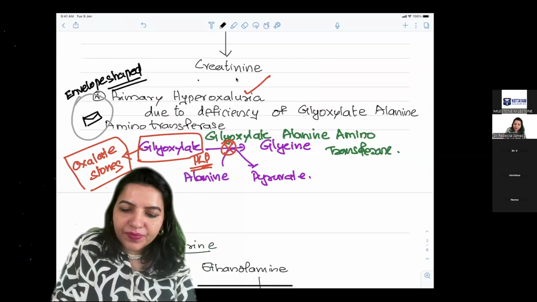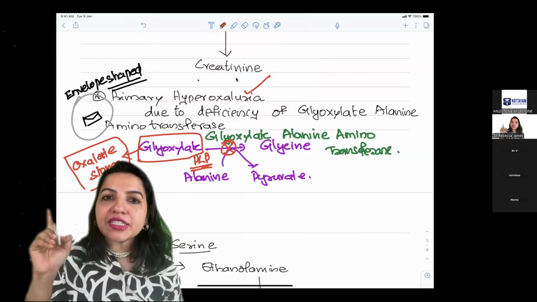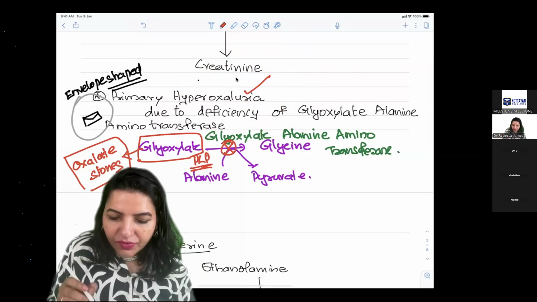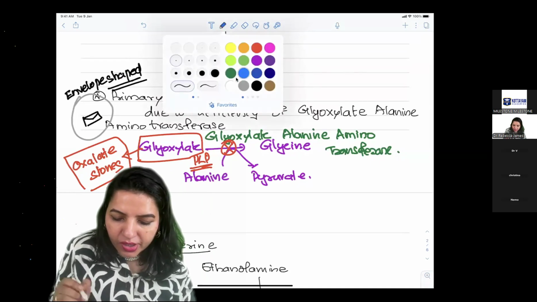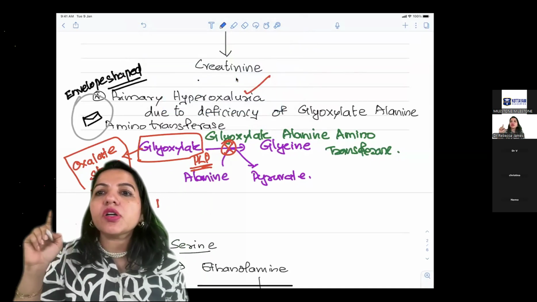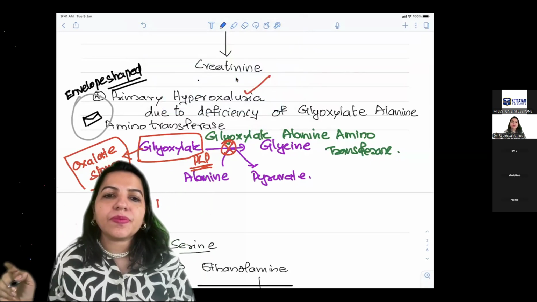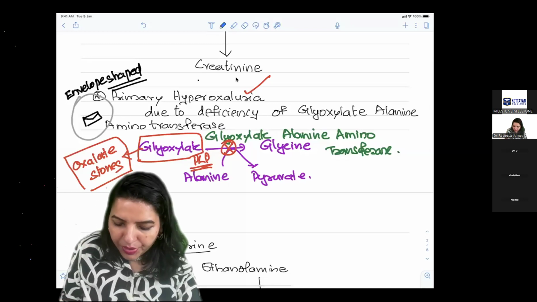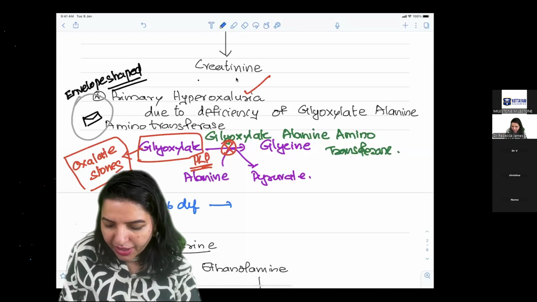Which means one vitamin deficiency can cause oxaluria. Which vitamin deficiency will cause oxaluria? Tell me. One vitamin deficiency. Yes, very good. So B6 deficiency can cause oxaluria.